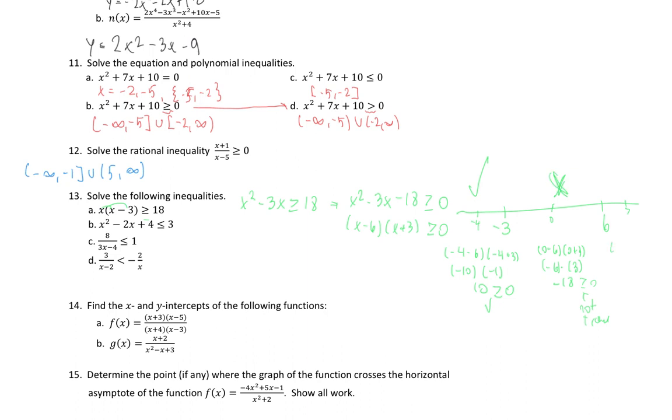So when I try with the 7, 7 -6 times 7 plus 3. 7 -6 is 1 times 7 plus 3 is 10. And 10 is greater than or equal to 0. So that works. We will include that.